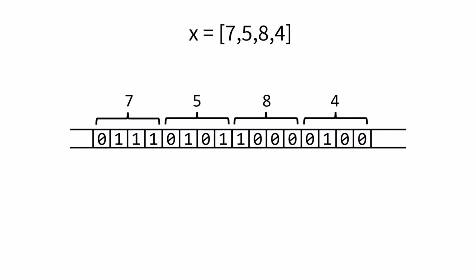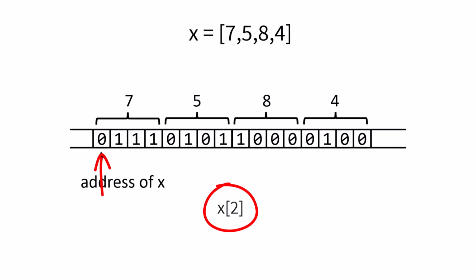And the computer is also going to hold on to the fact that x is located here. Now when you go to read from x, say to read the second index, the computer will go to x, and then it'll jump to the second index, and then give you whatever is there. In this case, it's going to give you 8.